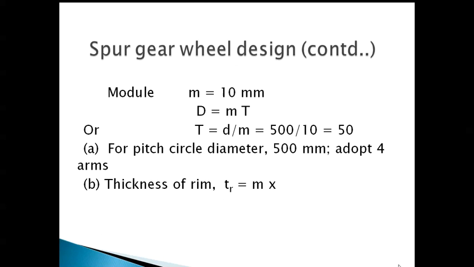So we find directly that, based on the pitch circle diameter, the number of arms will be taken as 4 arms because PCD is 500 mm. And thickness of rim TR equal to M into under root of T by 2 into N. Here T is number of teeth and N is number of arms. So here TR equal to M is given as 10 into under root of 50, number of teeth, by 2 into 4. Then thickness of the rim is 25 mm.